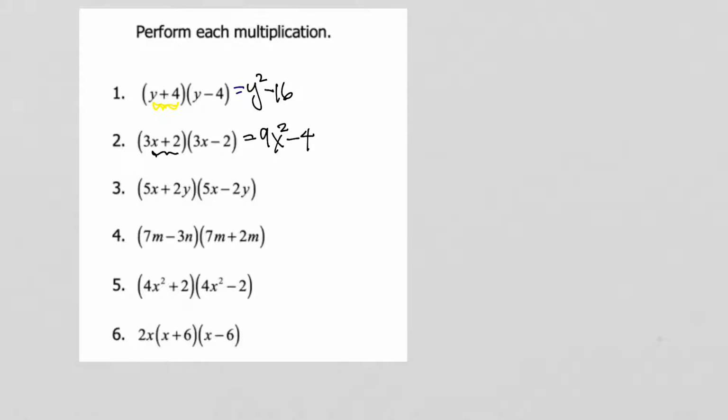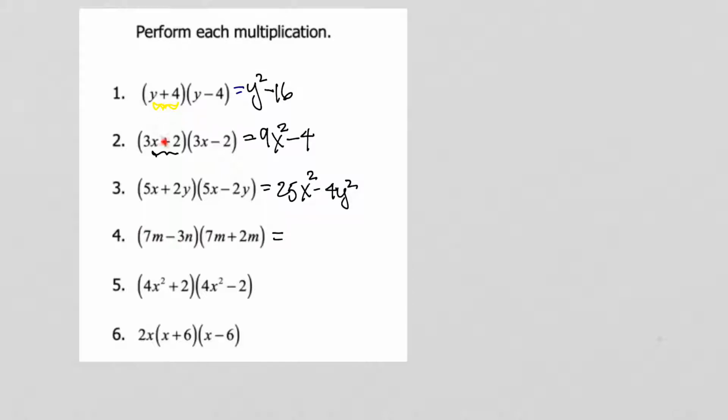And number 3, conjugates again, square the first, put a minus sign, square the second. So when I do that, I'm going to square the first, 5x, square that, I get 25x squared, put a minus sign, square the second, 4y squared, 2y times 2y, 4y squared. And in number 4, square the first, put a minus sign, square the second.